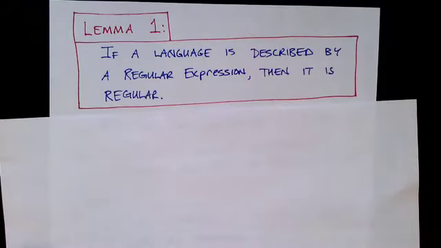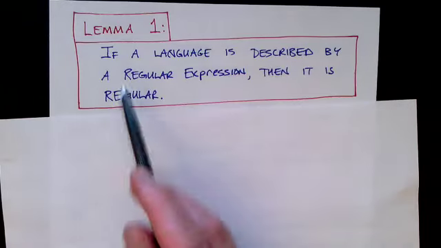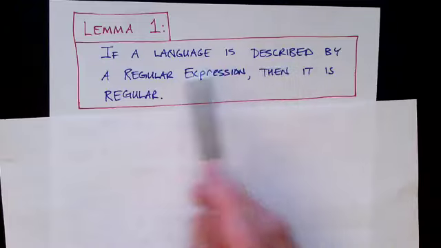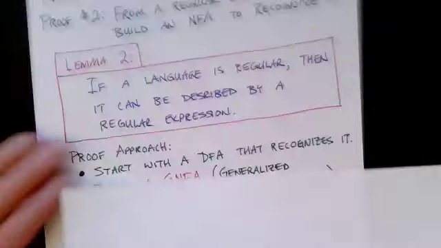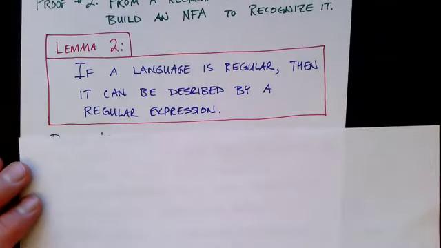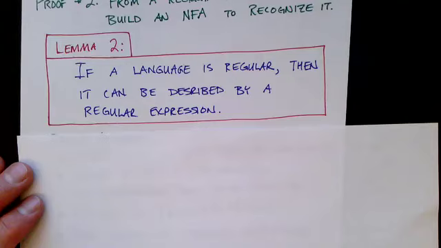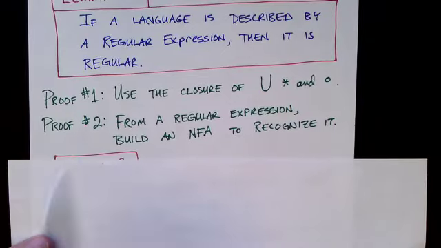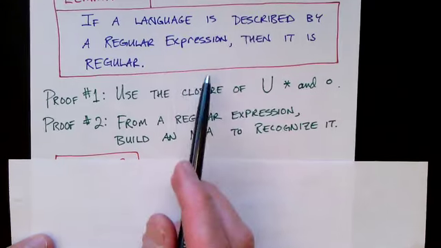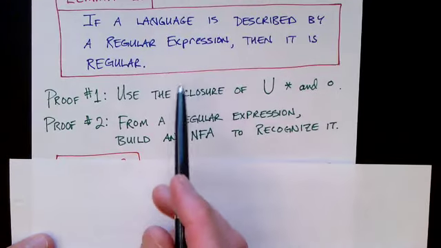The equivalence of regular languages and regular expressions is an if and only if theorem. So we've got two directions to prove. If a language is described by a regular expression, then that language is regular. And in the other direction, if a language is regular, then it can be described by a regular expression. Let's look at the first because it's really pretty straightforward. If a language is described by a regular expression, then that language is regular.